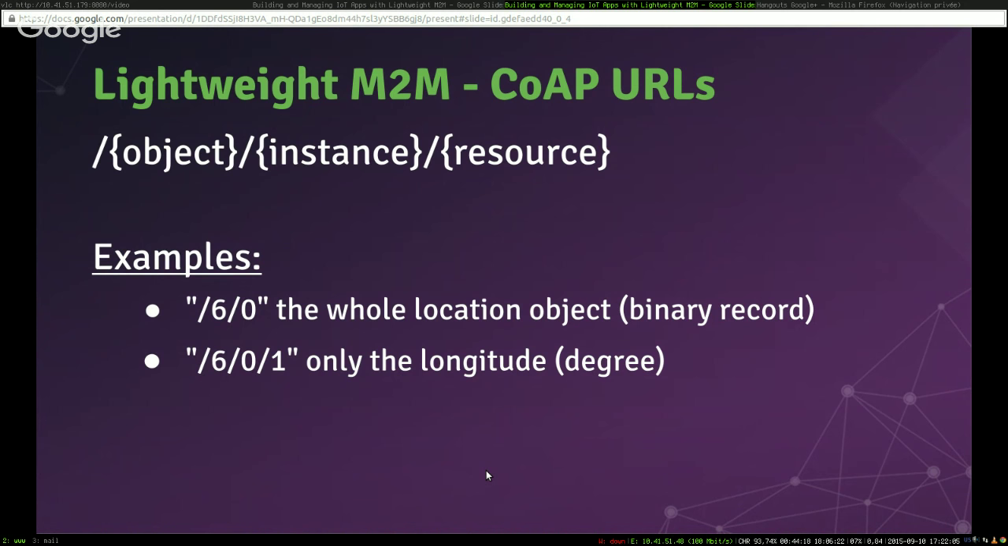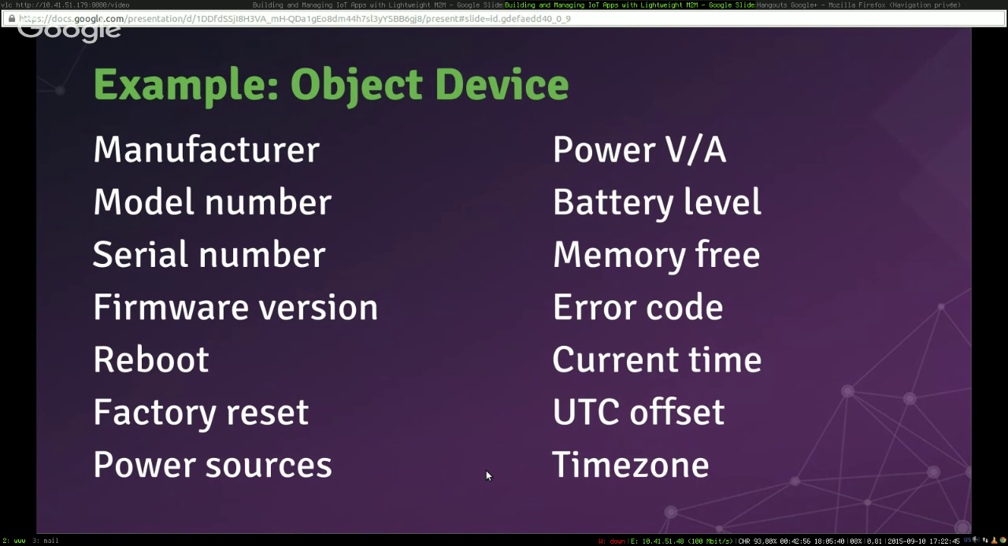And so you build the URL in a consistent way. For example, the location object is object 6. If you do a GET on 6/0, you get the whole location object: the latitude, the longitude, the speed, the altitude, the precision, different parameters. If you want just the longitude, you do a GET on 6/0/1, and you get only the longitude. That's basically what the specification of Lightweight M2M describes. To give you another example, in the device object you have resources: an ID for the manufacturer, the model number, the serial number, the firmware version.